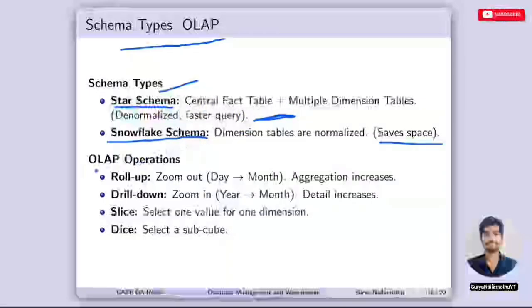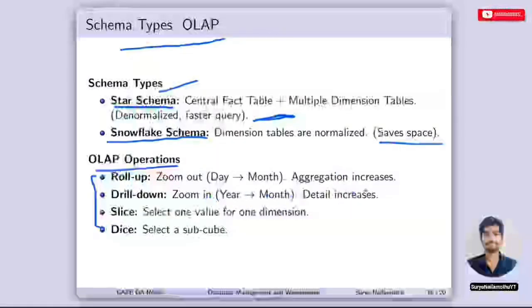And next, OLAP operations. Below we show that these four are the OLAP operations. OLAP means online analytical processing. Online analytical processing means we have a large amount of historical data. For example, in our day-to-day life, today a lot of data is generated by humans or machines or something else. Data is generated in trillions as it increases day by day.